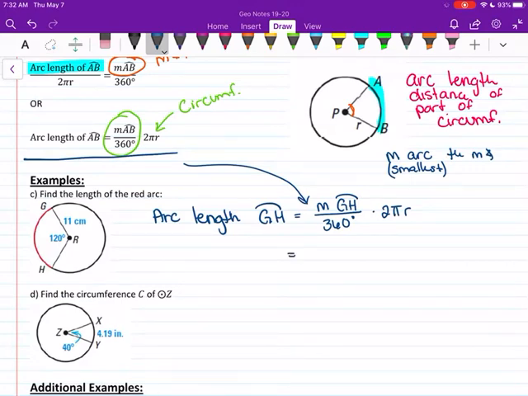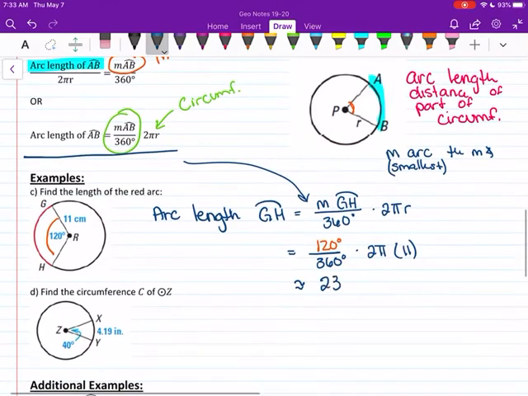The angle is going to be this angle here, so that's 120 degrees divided by 360 degrees times my entire circumference, which is 2 pi, and the radius is 11. And that 120 divided by 360 tells me the fraction of the circumference I'm interested in. I'm not interested in all of it, I'm just interested in a fraction of it. And I can plug this into my calculator, and I'm going to get that it is approximately 23.04. And my units here are centimeters.